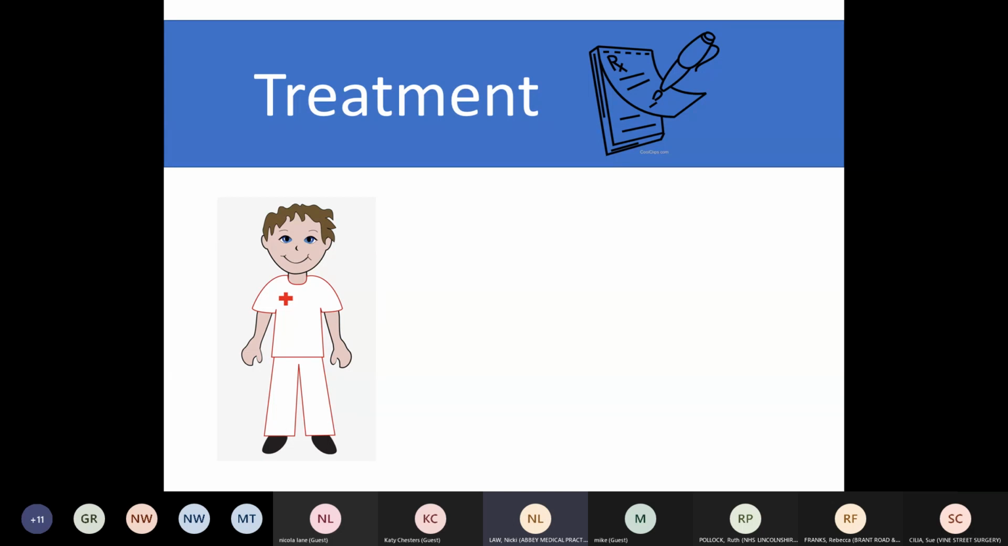And someone asked, is there a known cause? It's a viral cause. I think it's a pox virus. So it is contagious, other people can catch it, but it's not massively contagious.